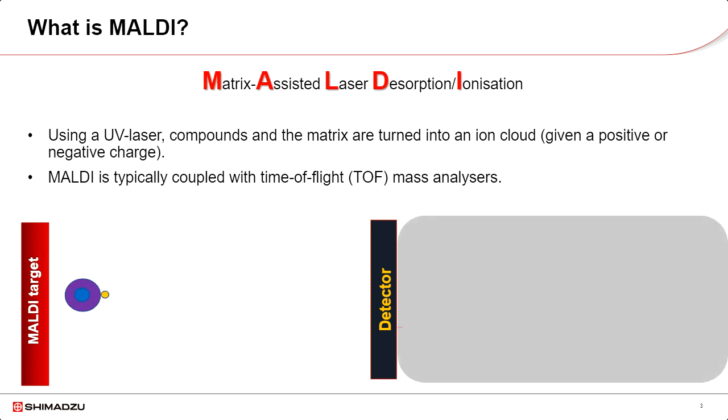A high electrical field will extract the ions into the flight tube, where they will start their journey towards the detector. Here, the ions are separated according to their mass, with the smaller ions reaching the detector first. The so-called time of flight, i.e. the time the ions will take to arrive at the detector, is recorded before being converted into a mass-to-charge ratio.